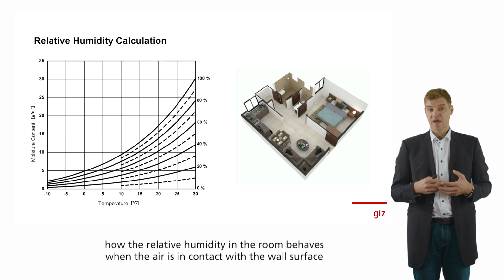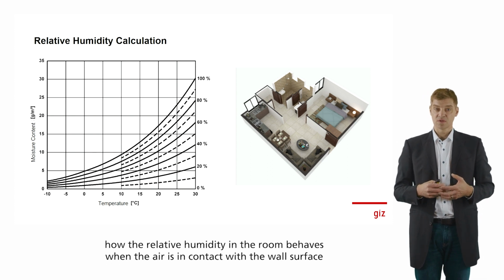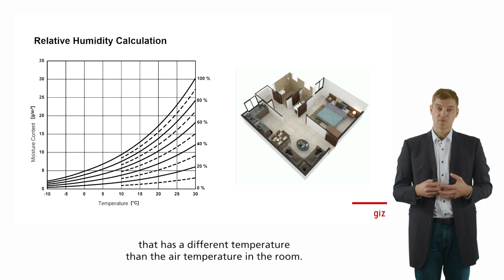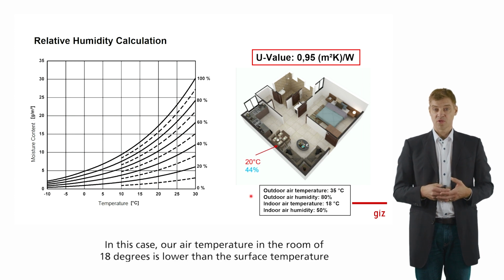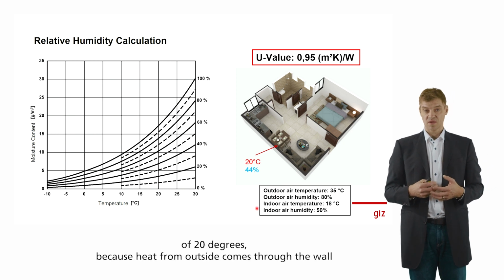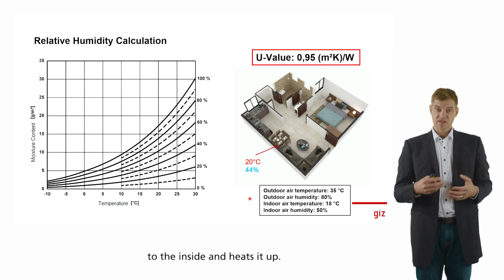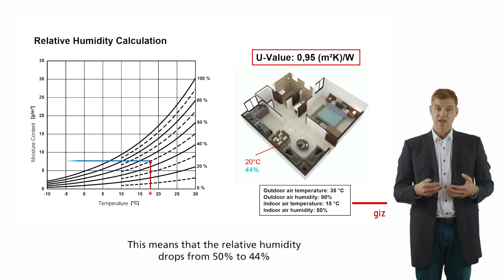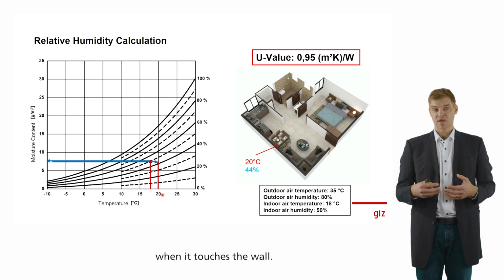Now we want to check how the relative humidity in the room behaves when the air is in contact with the wall surface that has a different temperature than the air temperature in the room. In this case, our air temperature in the room of 18 degrees is lower than the surface temperature of 20 degrees, because heat from outside comes through the wall to the inside and heats it up. This means that the relative humidity drops from 50% to 44% when it touches the wall.